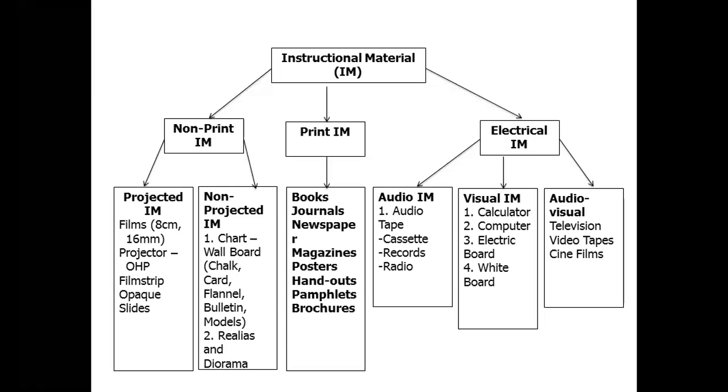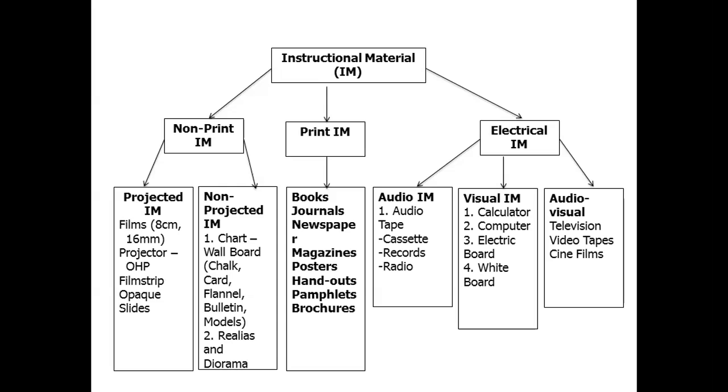For projected instructional material, we have films, projector, or what we call OHP or overhead projector, okay, and the opaque slides, the film strips, okay, and the non-projective instructional material. What are these? We have the chalk. We have the charts. We have realias and dioramas, okay. Realias and dioramas are those reflection of the reality usually.